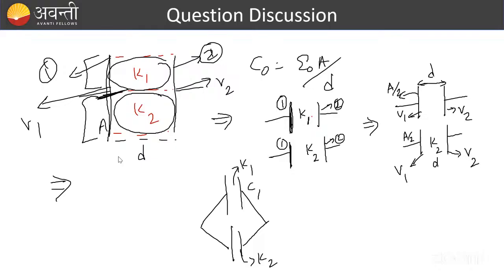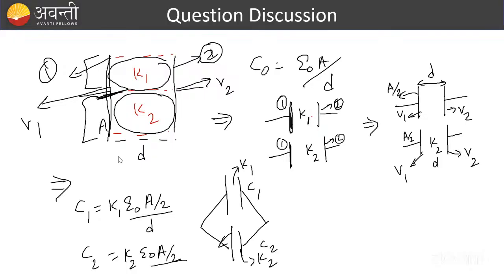So let's say this is C1, this is C2. C1 को आप क्या लिखोगे? You will write it K1 epsilon naught, इसका area कितना area है? A by 2 divided by d. What is C2? That is your K2 epsilon naught, its area, so that is A by 2 by d.